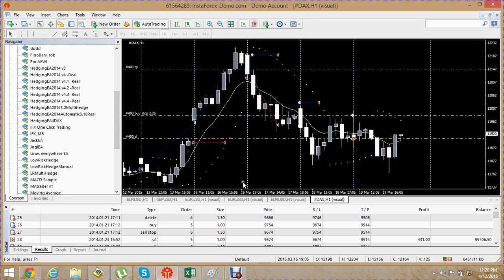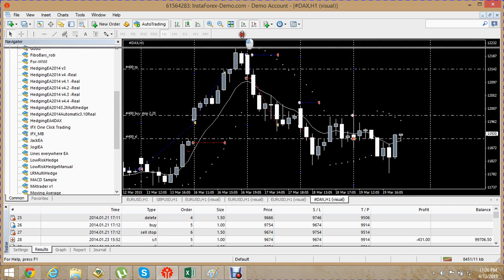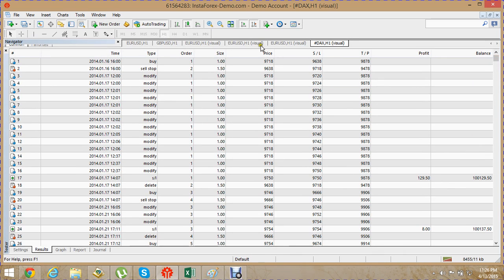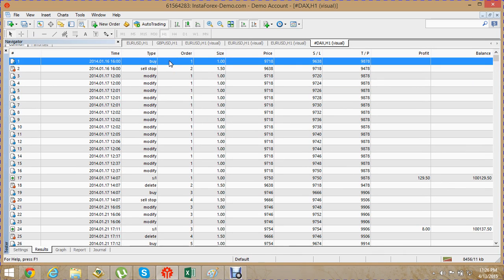Now let me go ahead and show you my backtesting results here. What this strategy does is basically place a buy trade at this time.